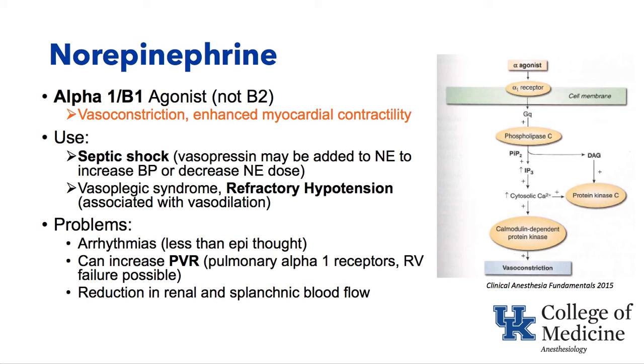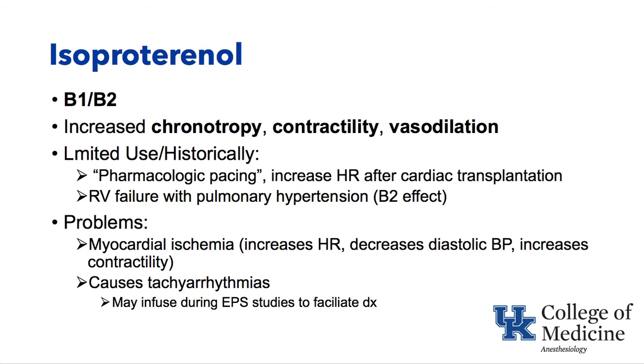contractility and heart rate. Isoproterenol, not used very much anymore, has beta-1 and beta-2 effects, and you can compare that to dobutamine, which also has beta-1 and beta-2 effects. Isoproterenol, via its beta-1 effect, is going to cause increased chronotropy and increased contractility, and vasodilation via its beta-2 effect.